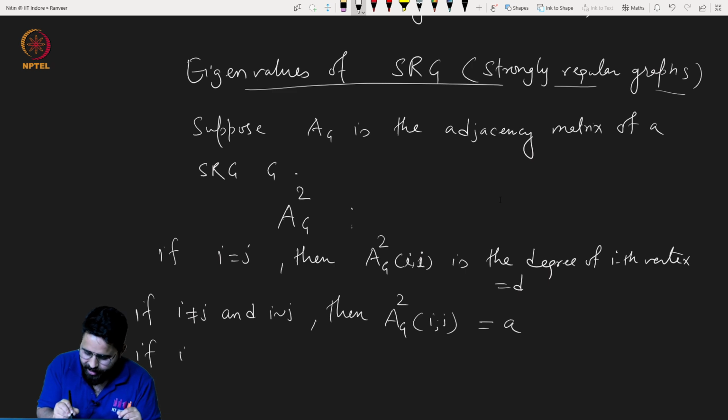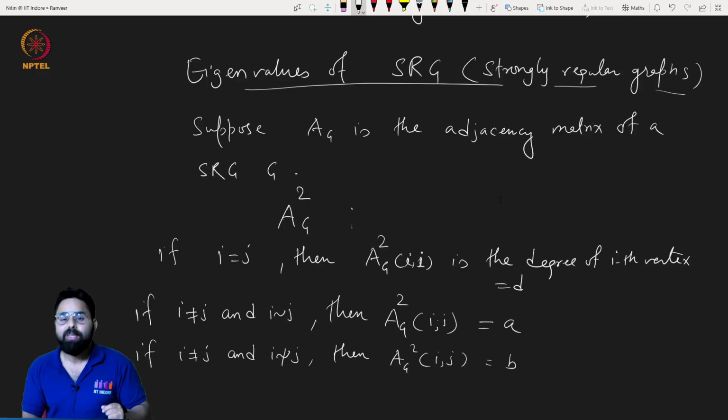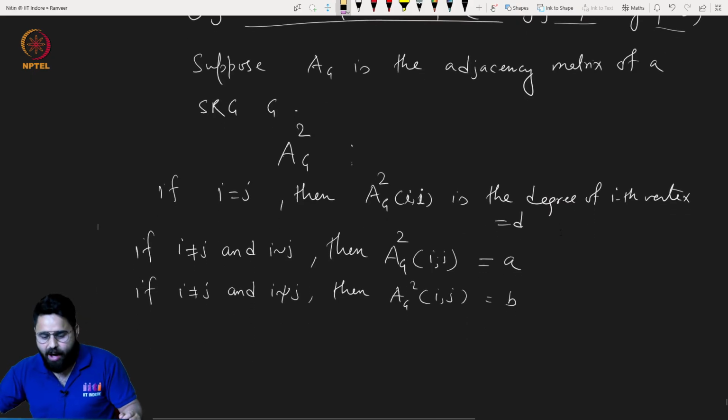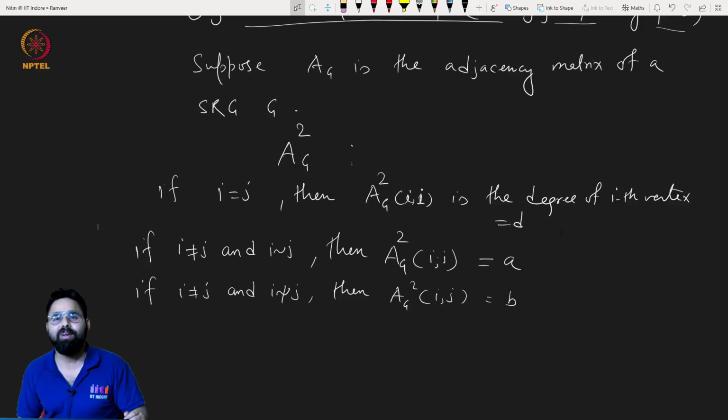If again i is not equal to j and i and j do not have an edge between them, then similarly the number of common neighbors between them is b. Okay, so I hope my pen is working. Very good. So now how can you write A square of G in terms of A?